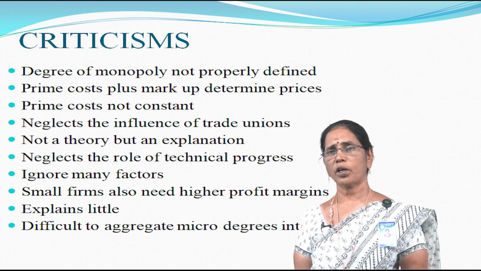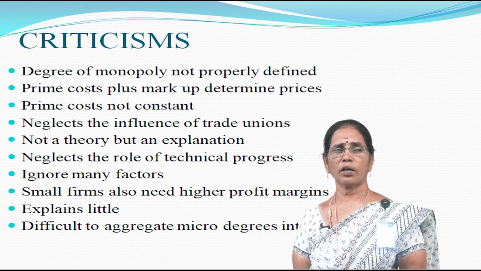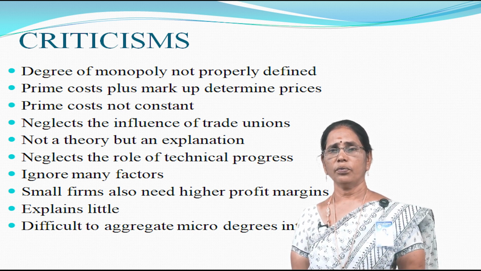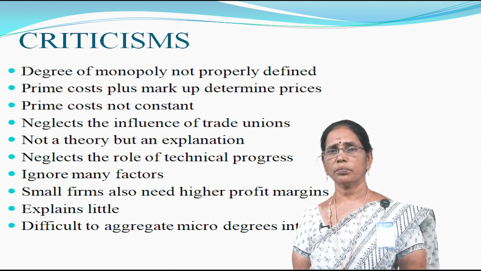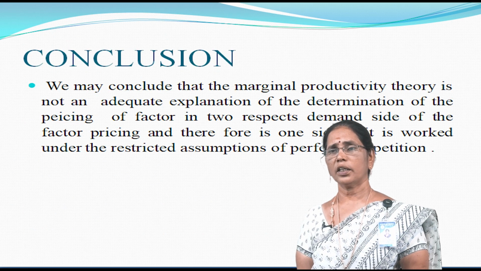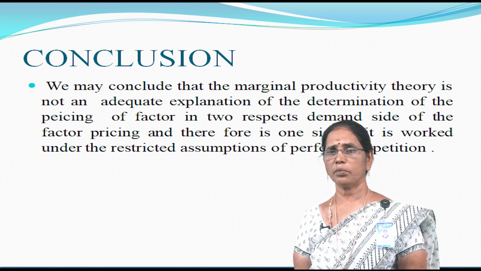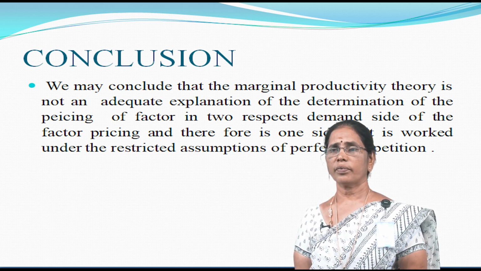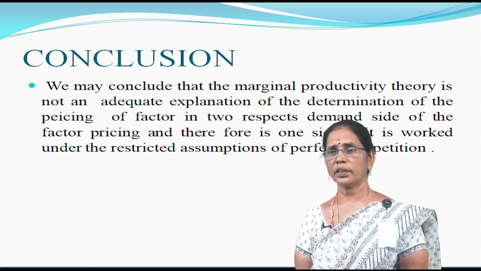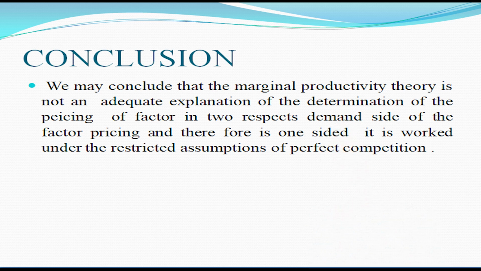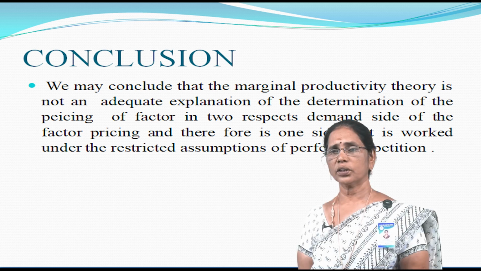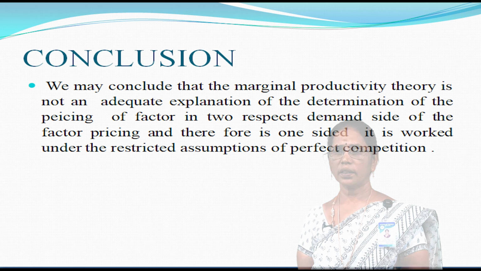Here Kalecki's model is criticized by some other economists. Now we move on to the conclusion. We may conclude that the marginal productivity theory is not an adequate explanation of the determination of the pricing of factors in two respects: it covers only the demand side of factor pricing, and therefore is one-sided. It also works under the restricted assumption of perfect competition. Thank you.